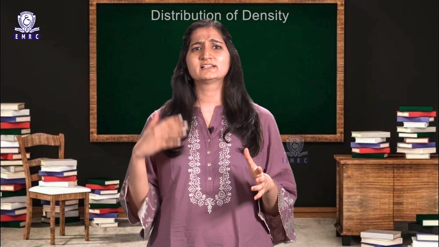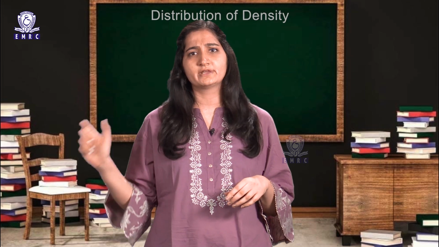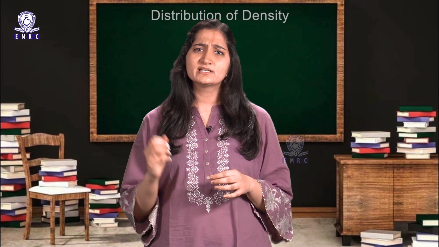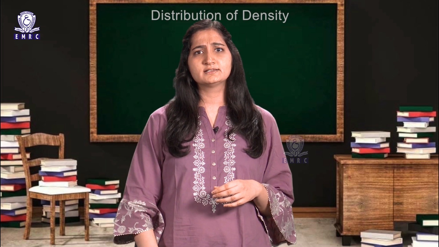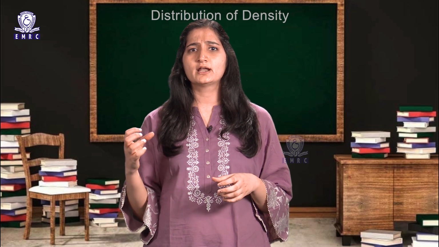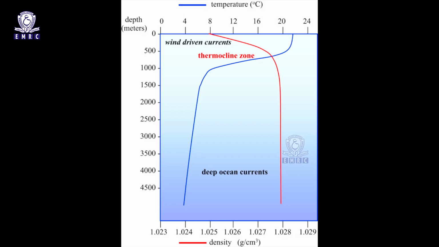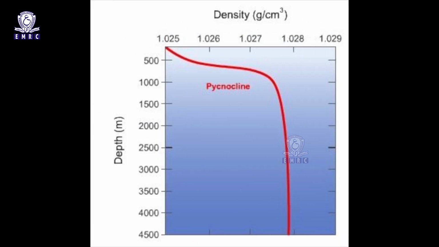Since temperature has the greatest effect on density, density profiles are usually mirror images of the temperature profiles. Density is lowest at the surface where the water is the warmest. As depth increases, there is a region of rapidly increasing density with increasing depth, which is called the pycnocline. The pycnocline coincides with the thermocline, as it is the sudden decrease in temperature that leads to the increase in the density. Below the pycnocline, density may be fairly constant or it may continue to increase slightly towards the bottom.